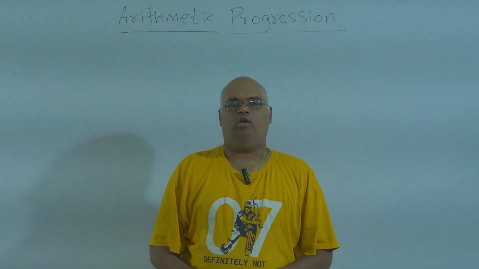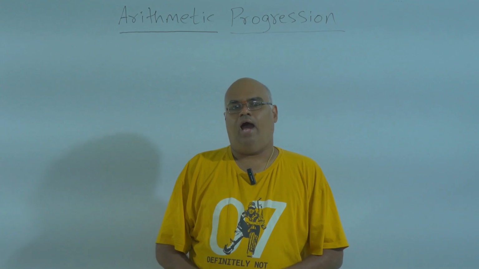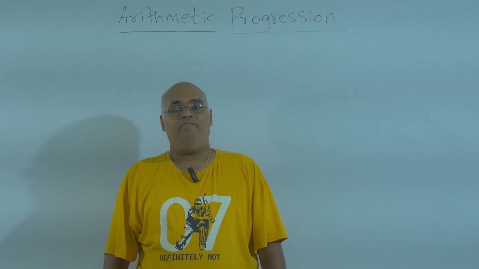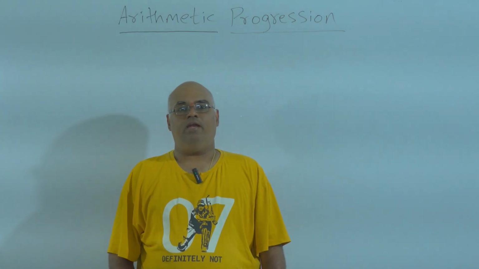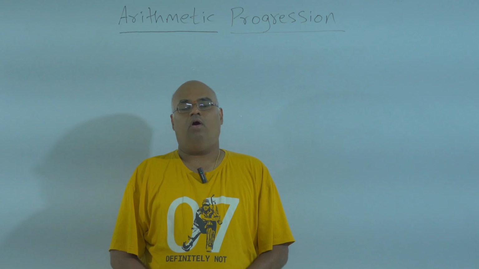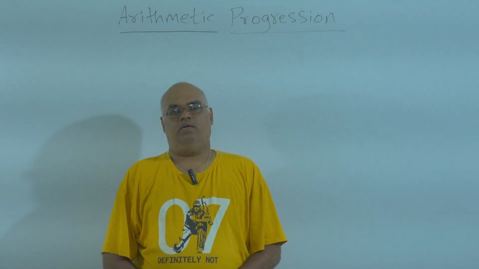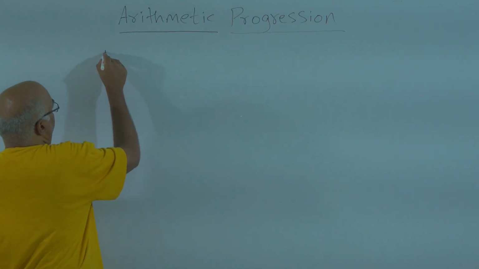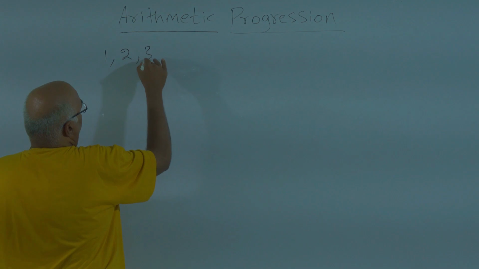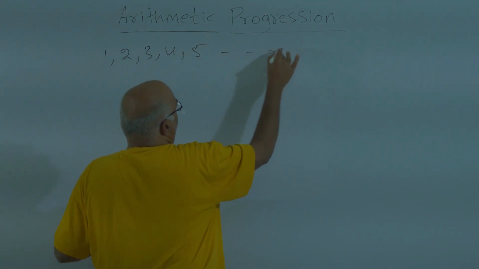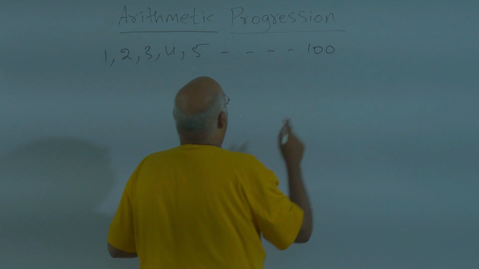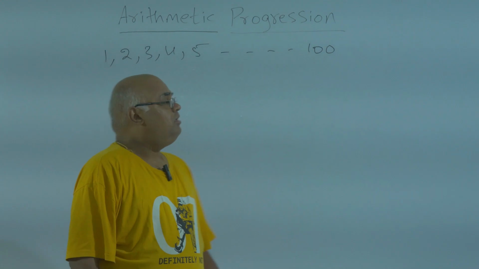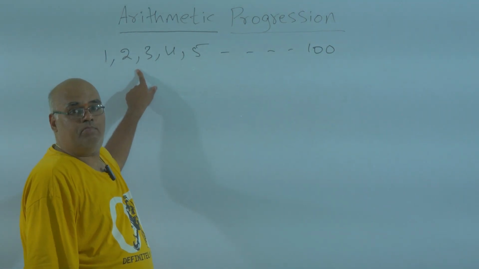Now let us see the definition of arithmetic progression. Arithmetic progression is a sequence or series of numbers in which each number can be obtained by adding a certain quantity to its previous number. For example, I will take a simple series or sequence, 1, 2, 3, 4, 5 and so on up to 100. I have taken all the natural numbers up to 100. So, this is an arithmetic progression.